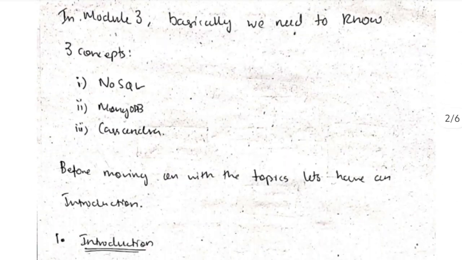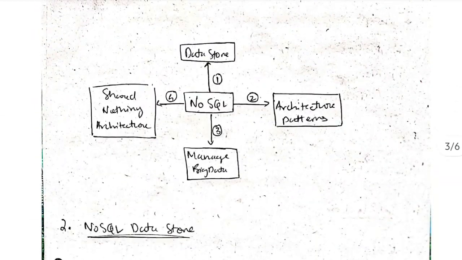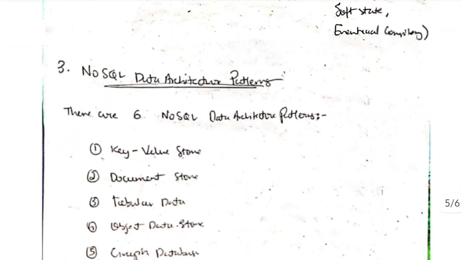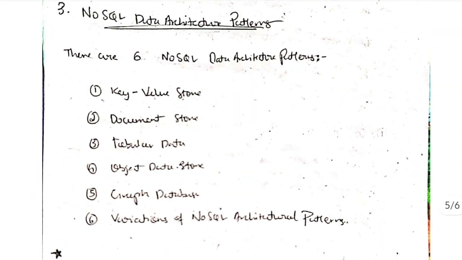So let's get started. In NoSQL, how many things are there? 4 things are there. So we are done with this one in part 1. Now we are doing the architecture patterns. So there are totally 6 architecture patterns. Okay, so we'll be discussing each. The first one is key value store.